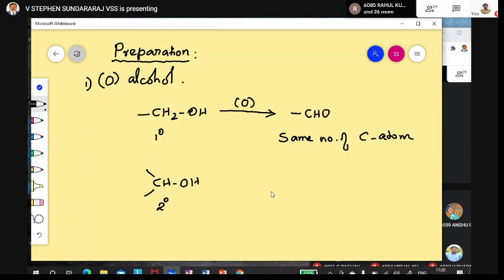And what about here? Here also oxidation: the C will be converted into C=O, because oxidation means removal of hydrogen also. It is also called dehydrogenation. Here one hydrogen goes, so this is oxidation. But this also has the same number of carbons.